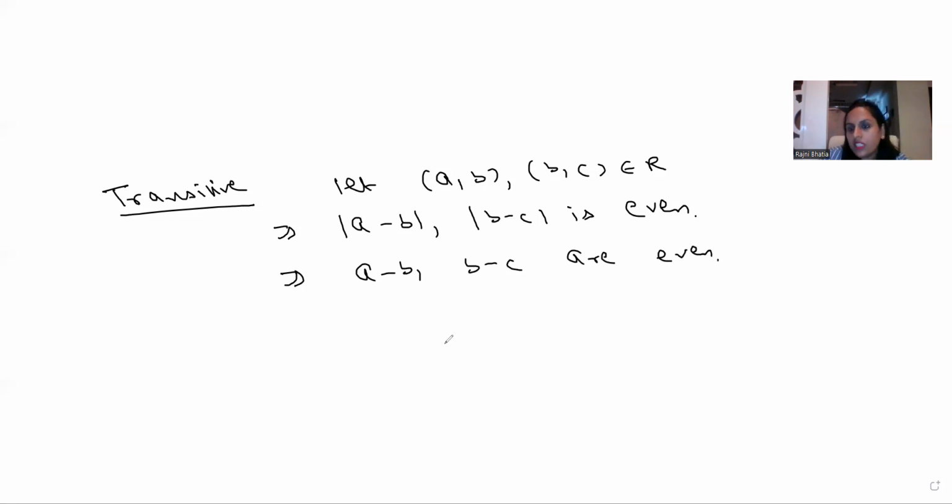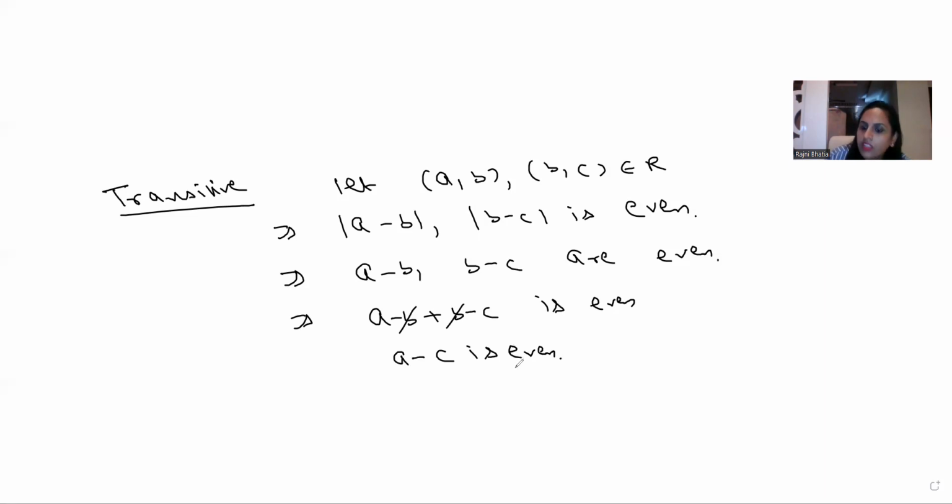Both these numbers are even. Now, if 2 is even and 4 is even, their sum, 2 plus 4, that is 6, is also even. As we know that the sum of even numbers is also even, so we can say A minus B plus B minus C is even. We'll cancel minus B plus B. So this implies A minus C is even.